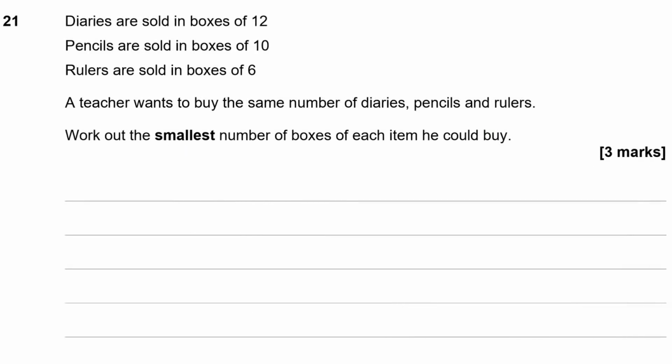Question 21. Diaries are sold in boxes of 12, pencils in boxes of 10, and rulers in boxes of 6. A teacher wants to buy the same number of diaries, pencils, and rulers. Work out the smallest number of boxes of each item he could buy. Okay. So this really is a question on lowest common multiples, LCMs, isn't it? Okay, so we want to find the lowest common multiple of these 3 numbers.